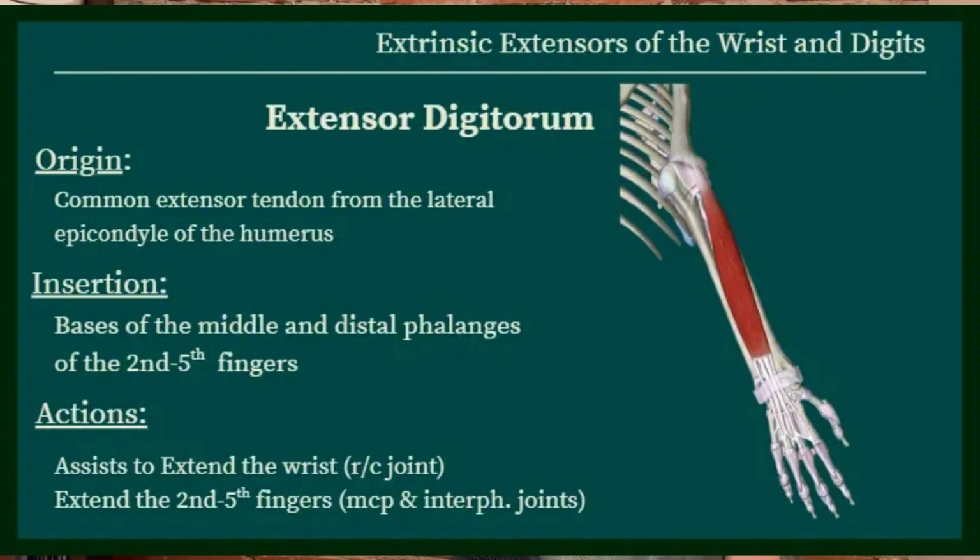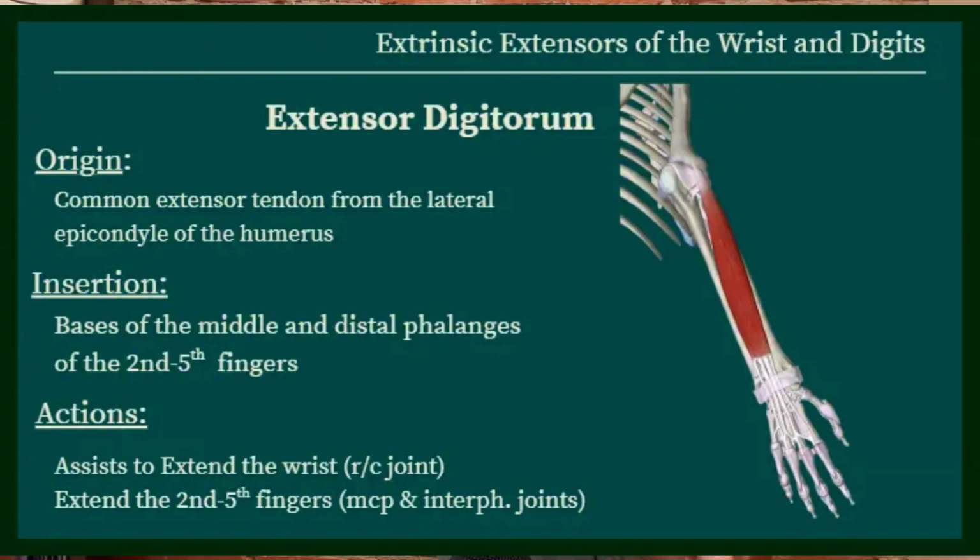Extensor digitorum, what do we know from this name? It extends the digits, not the thumb, just the second through fifth fingers. That's where the insertion is. It's on the base of the middle and distal phalanges. So it attaches here and here on these two joints, on the bases of those, right at the bottom of the knuckle to extend. The origin is in that common extensor tendon.